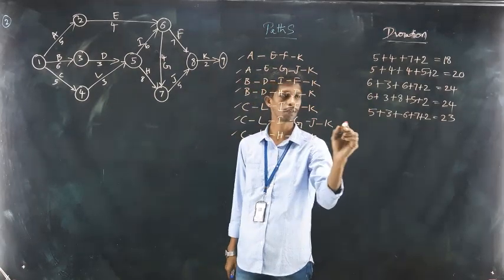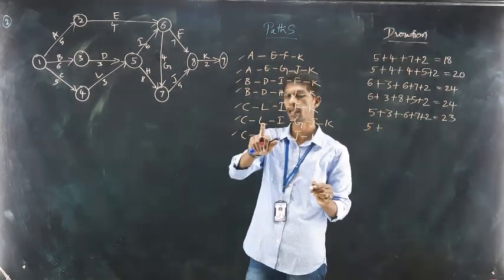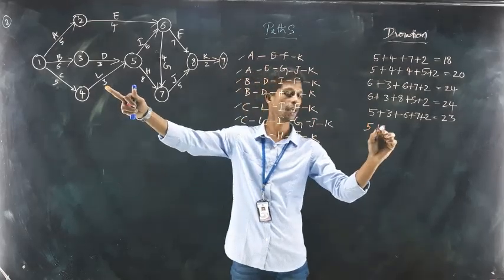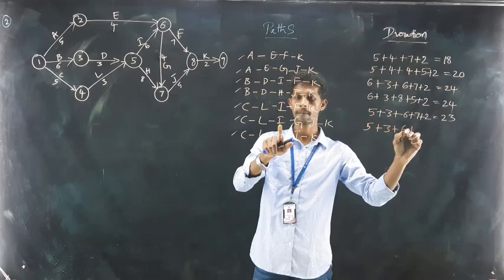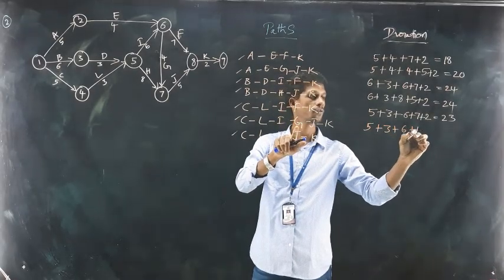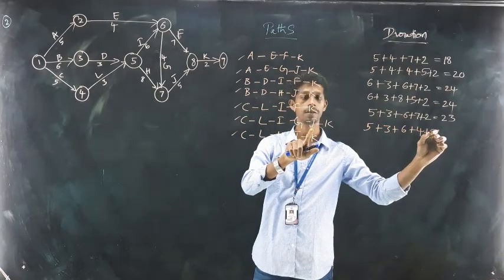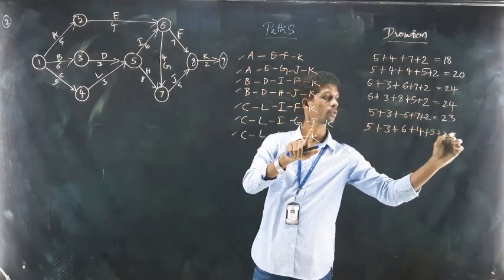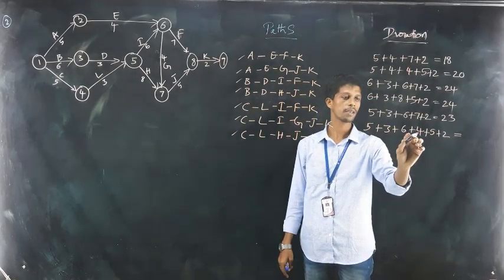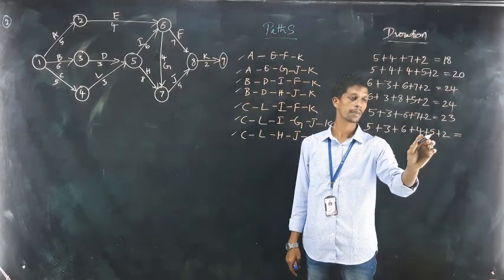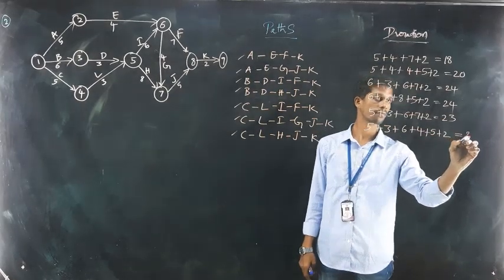We have got the next one, C. Starting with C, it carries 5 days, and next L, it carries 3. Next I carries 6 days, and G carries 4, and J and K. So J is 5 and K is 2. So it is the time duration here. So 8, 14, 18, 23, 25.